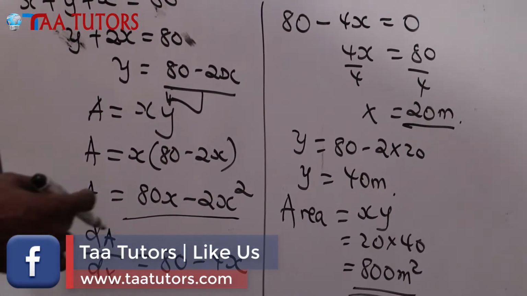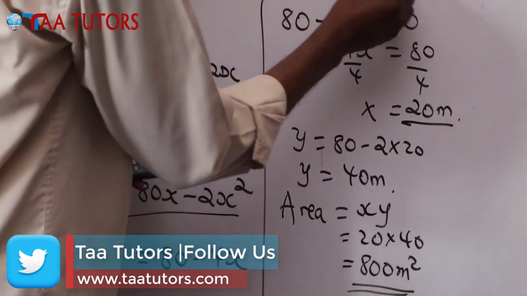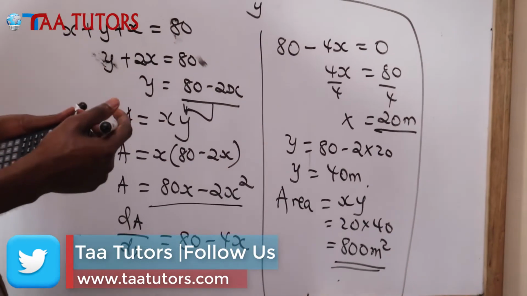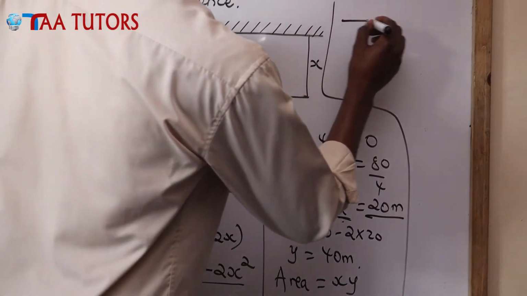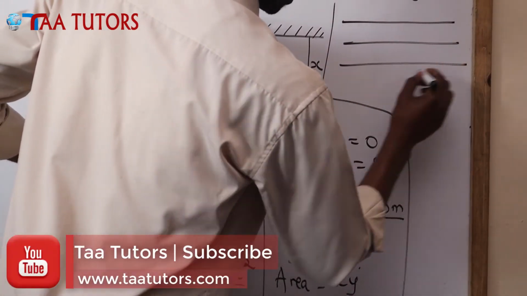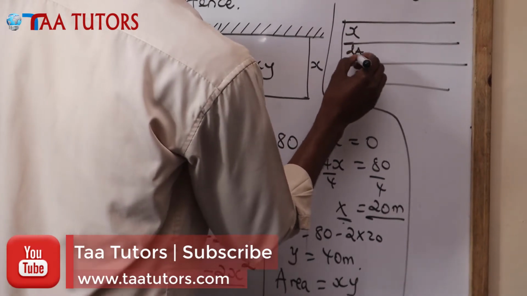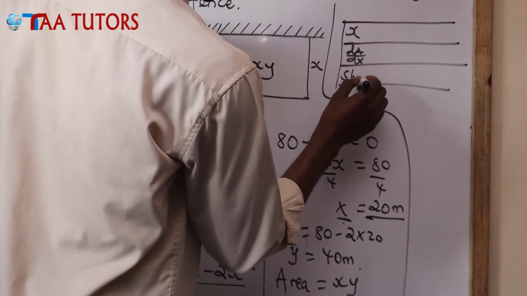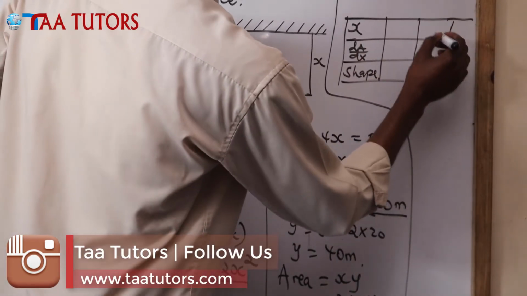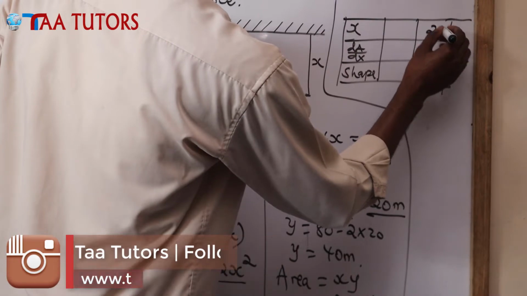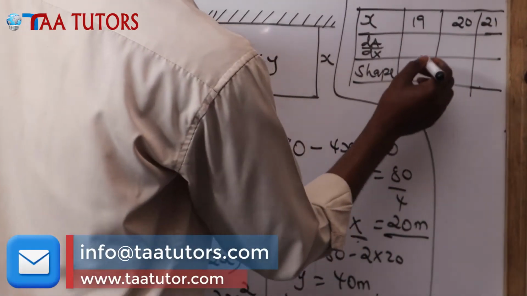Now we have the area, but like I said, sometimes you need to confirm whether the area you have is minimum or maximum. To do so, we need to use the value of x in the neighborhood test. We confirm: this is x, this is dA dx, this is shape. We then have this is 20, and we know this should be 19, this should be 21. So we know this is 0.